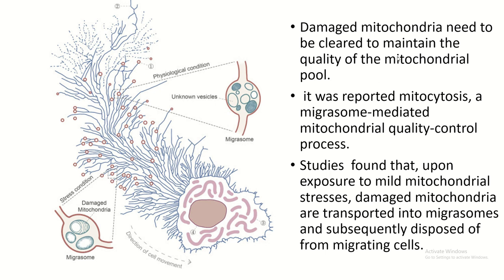Damaged mitochondria need to be cleared to maintain the quality of the mitochondrial pool. It was reported that mitocytosis is a migrasome-mediated mitochondrial quality control process. Studies found that upon exposure to mild mitochondrial stresses, damaged mitochondria are transported into the migrasomes and subsequently disposed of from the migrating cell.